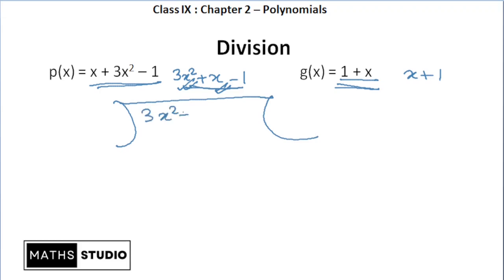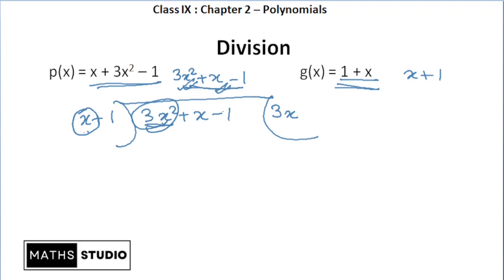So now let us learn how to divide such kind of algebraic expressions. 3x square plus x minus 1 divided by x plus 1. So 3x square, and look at this x. What should x be multiplied with so that we get 3x square? So obviously there will be a 3 involved and there will be an x. So 3x if multiplied with x will give me 3x square.